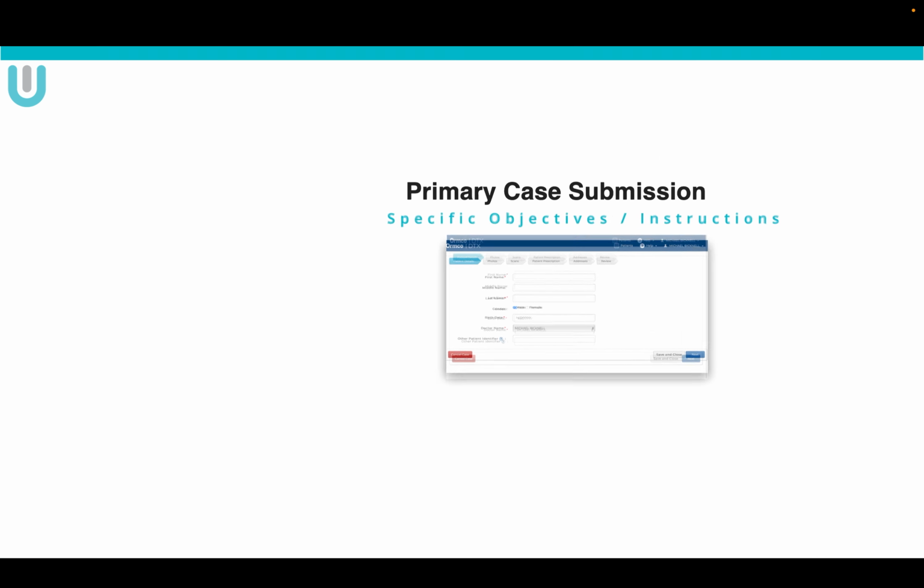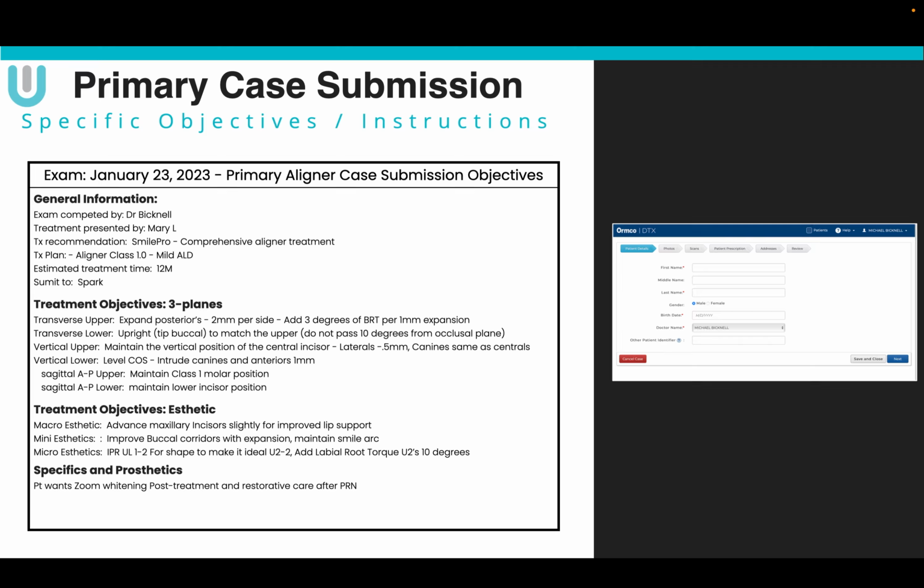So when we are looking at her primary case submission, it's very important for us to communicate with our techs. When you're doing braces, it's a little bit different because you're doing the planning, you're doing all of the observation and looking at it as it comes in. But if you really want to be efficient with aligners, you have to be very specific to the techs on what you want. So we break all of ours up into the 3 planes of space. So transverse upper, transverse lower.